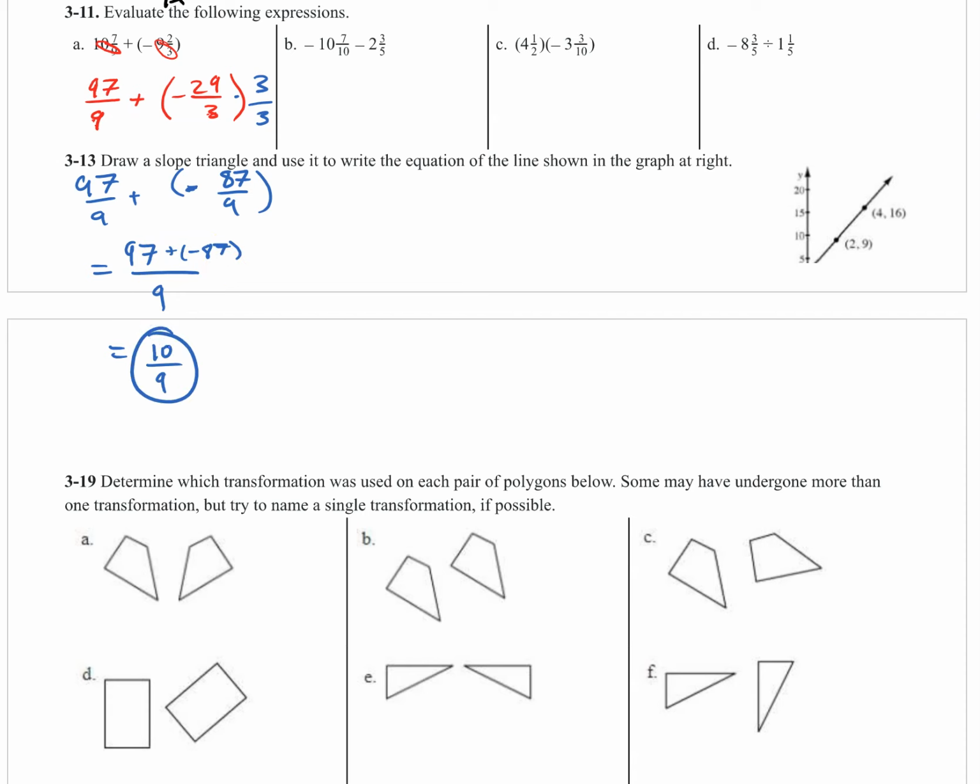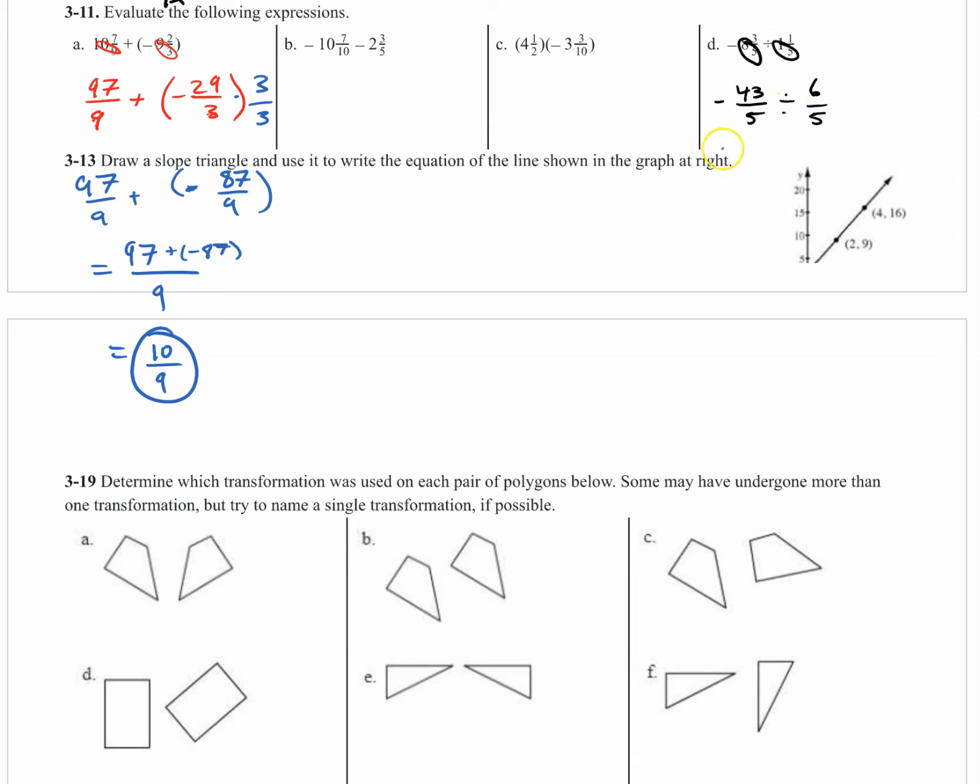Let's try 8. So again, you can do it with mixed fractions, but I prefer to convert it to improper fractions. 8 times 5 is 40, plus 3. It's 43 over 5. This number is negative, and then we divide by 1 times 5 is 5. Add 1, 6 over 5.